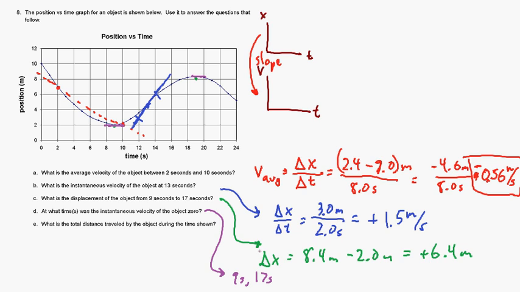And then what is the total distance traveled? This is tricky. Okay, so I'll do this in brown. Why not brown? Because brown's a tricky color. Okay, so total distance traveled during the time shown. This is tricky because, remember, when you're moving towards negative x, you get negative displacement. When you're moving towards positive x, you get positive displacement.